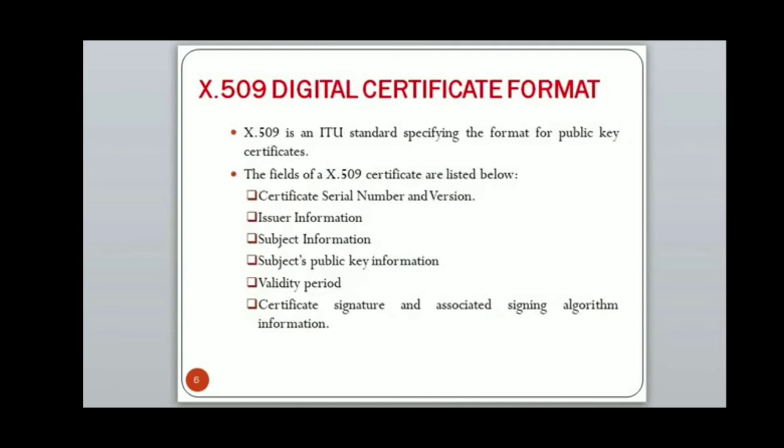The next field is the subject's public key information. This includes the public key, the public key algorithm used, and the public key parameters. For example, if the public key algorithm is the RSA algorithm, then they need to mention the key parameters, that is nothing but the modulus n and exponent e values.